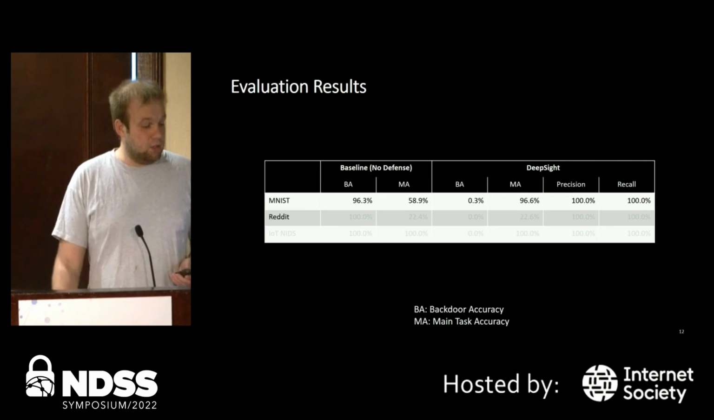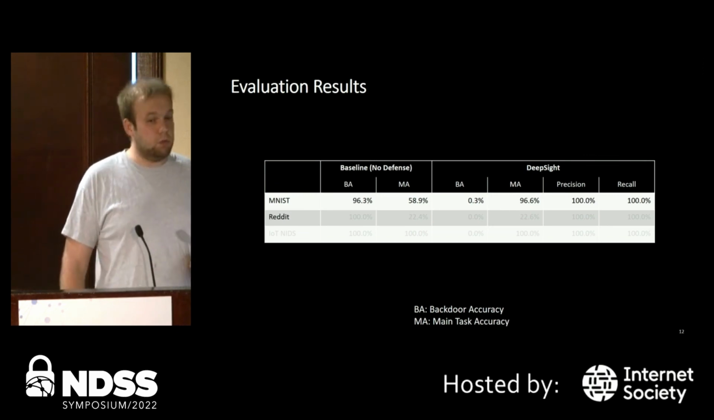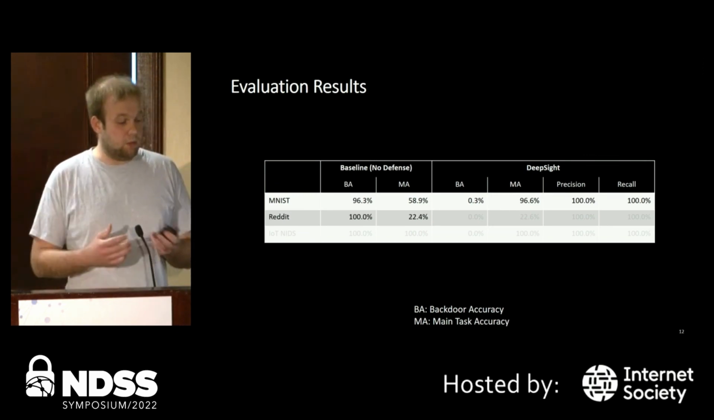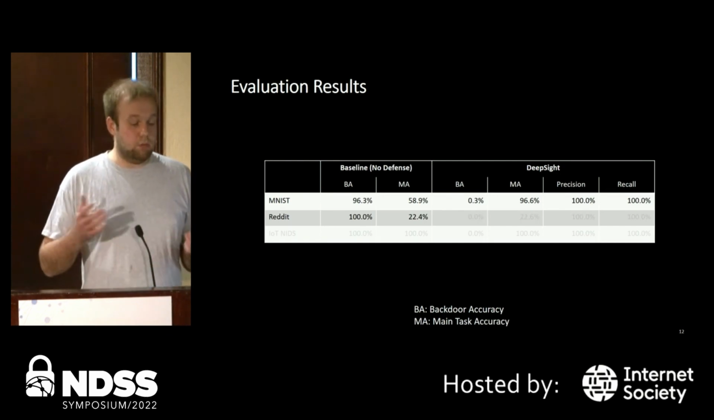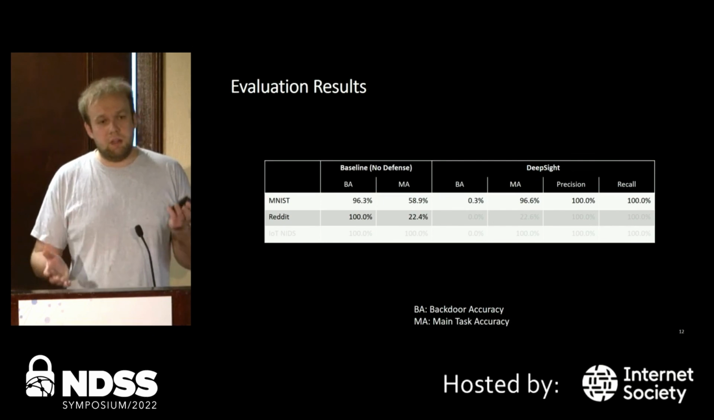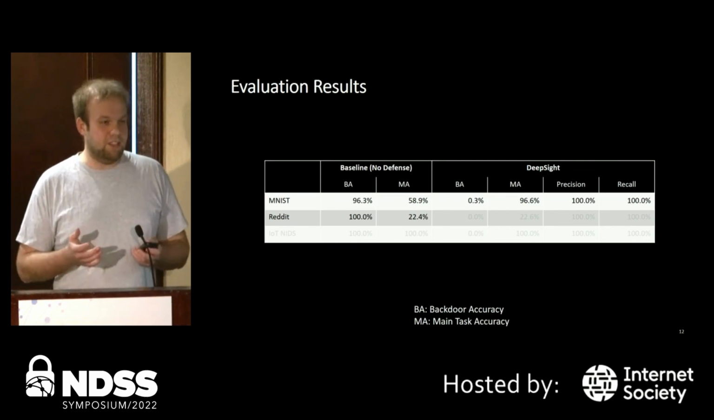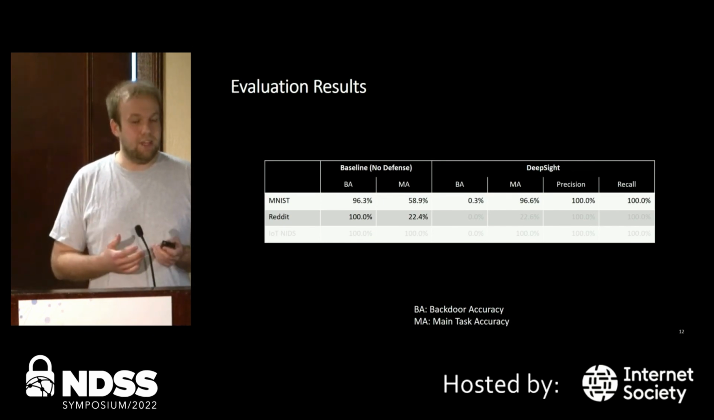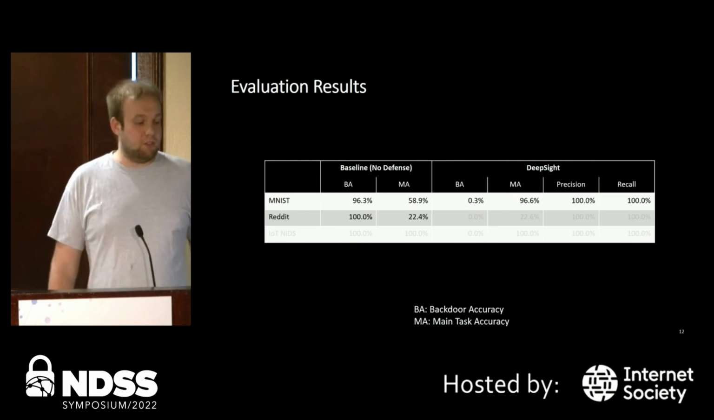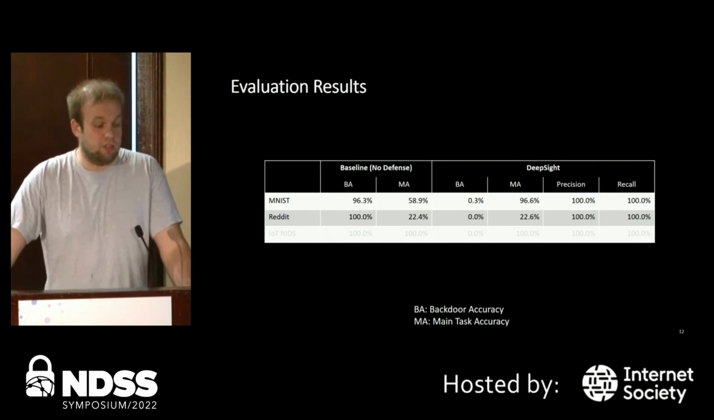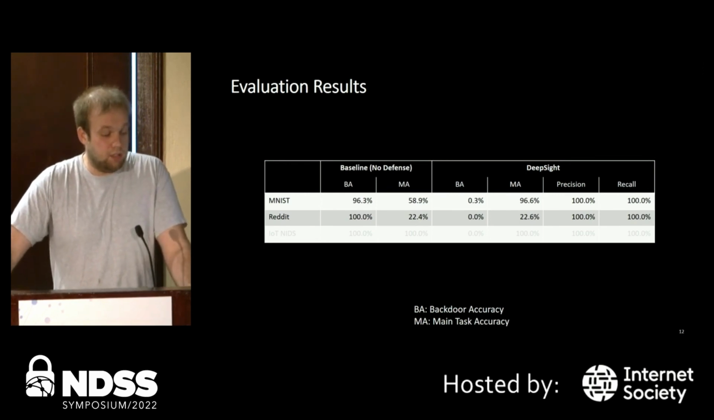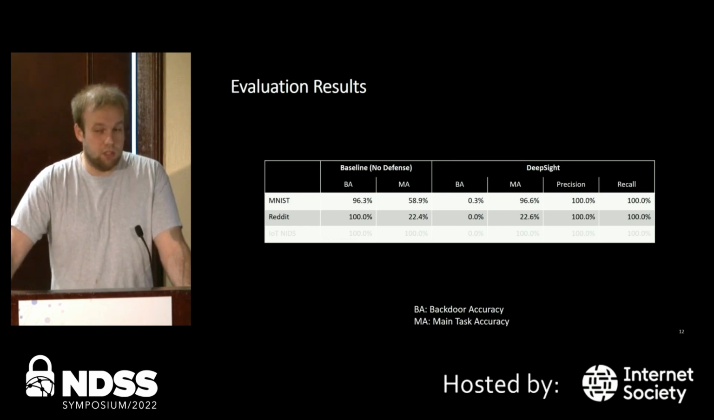The next application uses the Reddit dataset that we have just seen in the previous presentation. Here again, the backdoor accuracy is 100%, while the main task accuracy is 22.4%. NLP is unfortunately a little bit more complex than recognizing handwritten digits, so even without attack, the main task accuracy is only 22.6%. Again, DeepSight is able to distinguish benign and poison models, such that the backdoor accuracy is 0 and the main task accuracy remains at 22.6%.